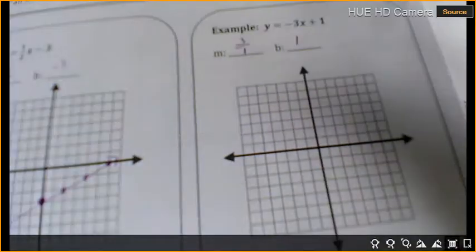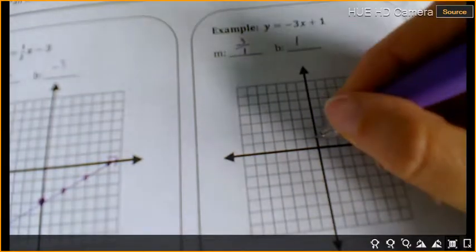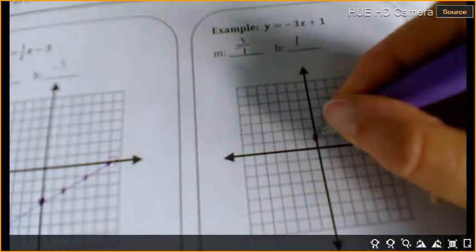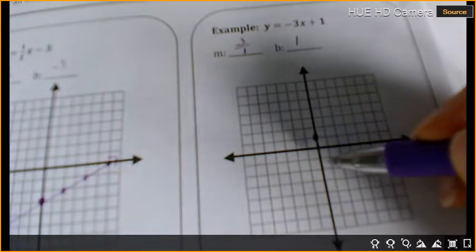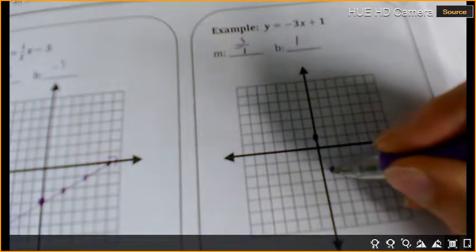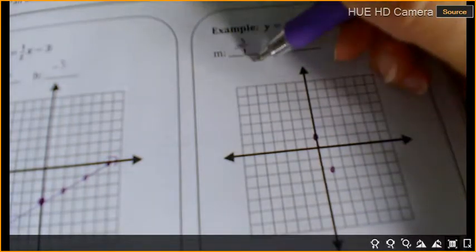What do I do first with my graph? Start at 1 on the y-axis. And then what do I do next? Which way over? Nope, you go right. It's a negative 3, but a positive 1.